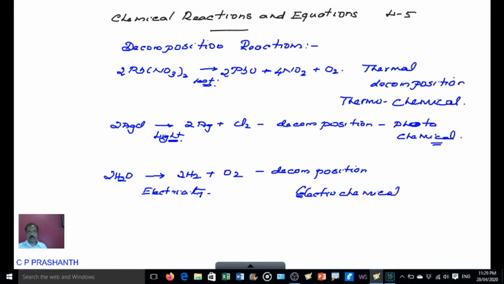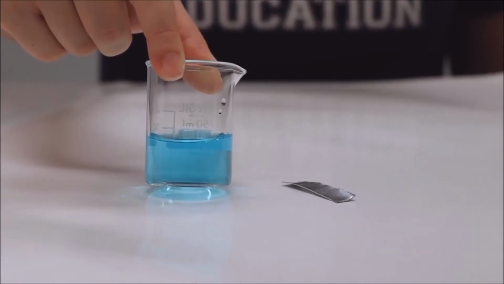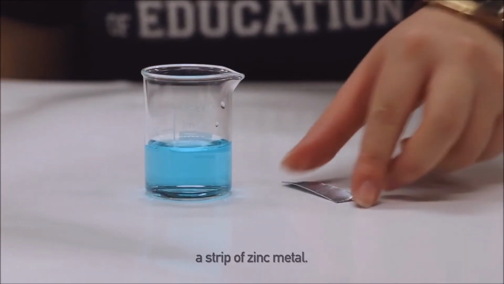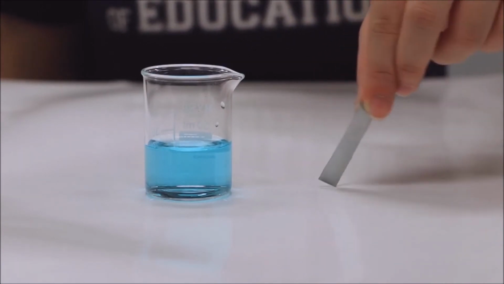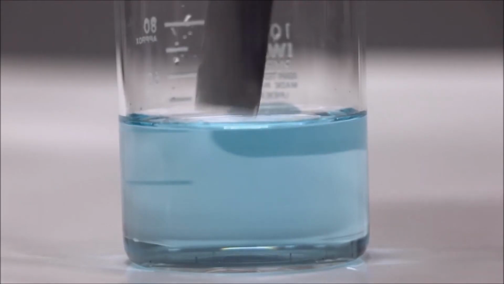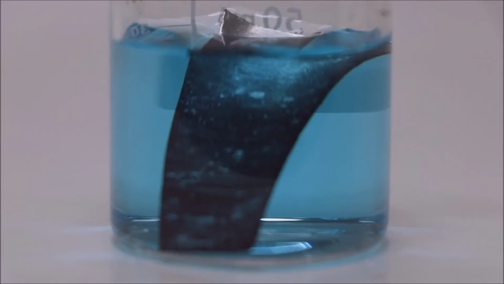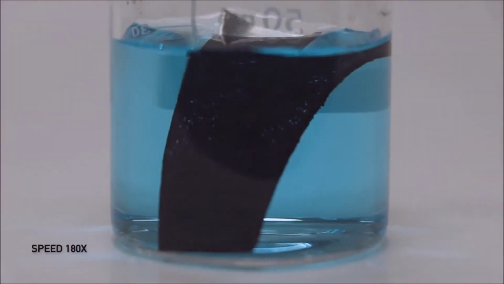Now let us discuss displacement and double displacement. Let us see some reactions first. So over to the reactions. You can see a beaker containing copper sulfate solution and a strip of zinc. You can see right now zinc is shining. Now we put it in a copper sulfate solution, which is blue in color.